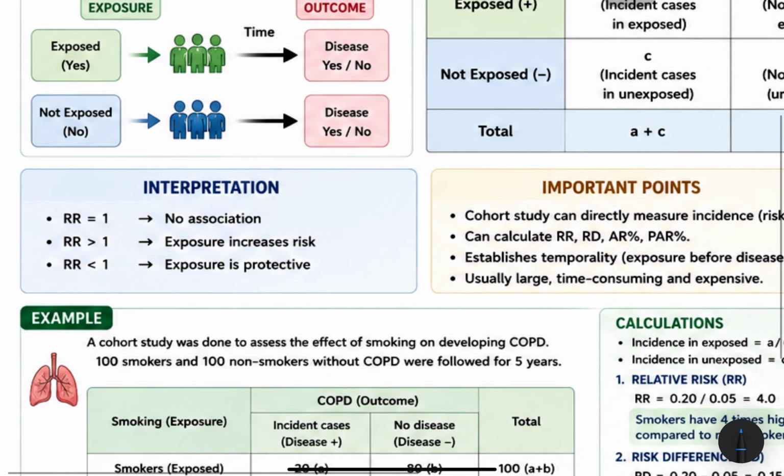Now let's see the interpretation of the risk ratio. Risk ratio equal to 1 means no association, which means the exposure is not leading to the disease. If the risk ratio is more than 1, the exposure increases the risk. If it is less than 1, the exposure is protective. For example, if we do a cohort study on wearing a helmet and head injury, we will get a risk ratio less than 1. So this was the interpretation.